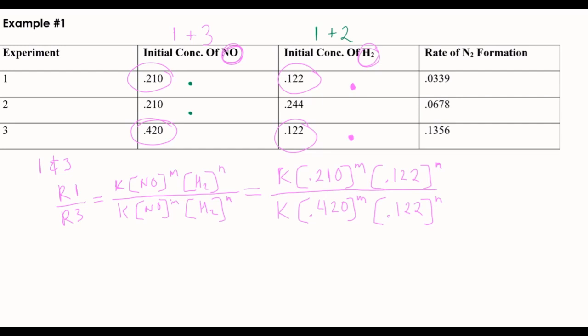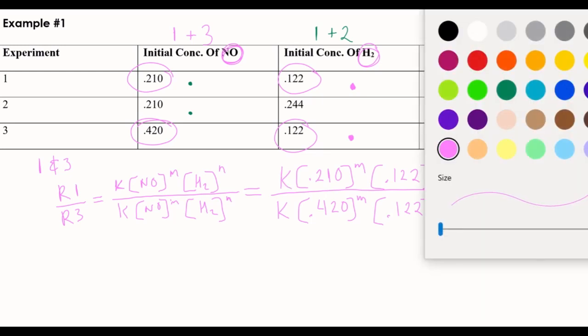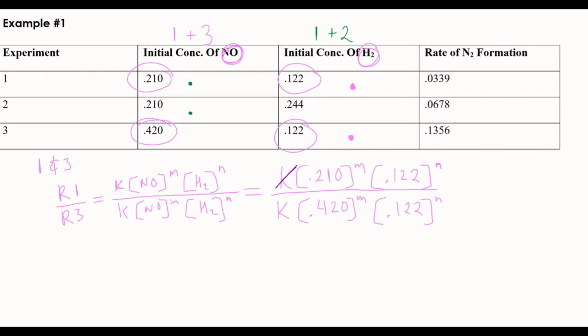When doing this, it's like in math: if you have something like 2 divided by 2, that's going to equal 1, right? So we can basically cancel out those 2s. We're going to do a similar thing here. Anything that's the same, we can cancel. So K is the same, and 0.122 to the N is the same, so we can cancel out all of those. We're left with just 0.210 to the M over 0.420 to the M. That's why we were looking for things that were the same originally, because we wanted them to cancel out.